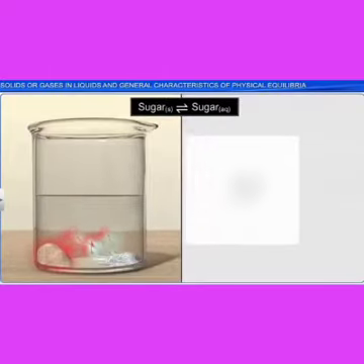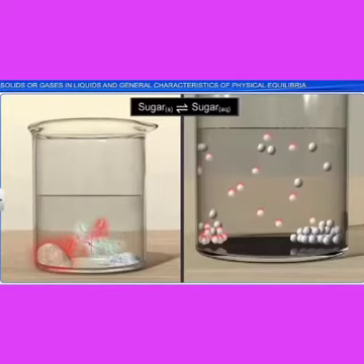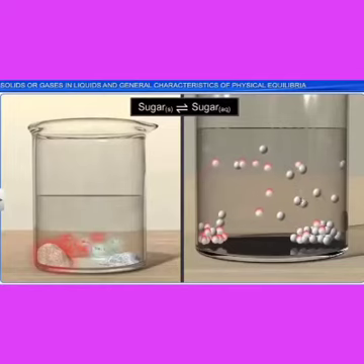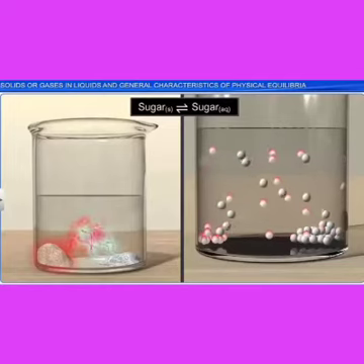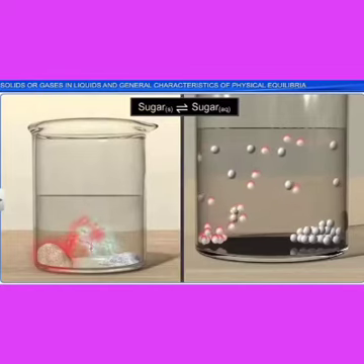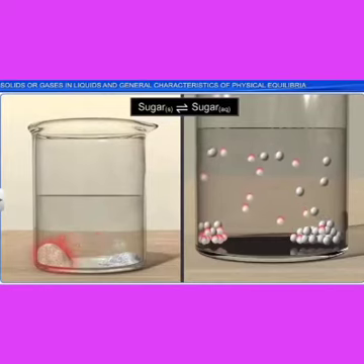This is a result of dynamic equilibrium, where the molecules of the radioactive and the non-radioactive sugar from the solid and liquid phases are being exchanged. This proves that there is dynamic equilibrium when a solid is dissolved in a liquid.